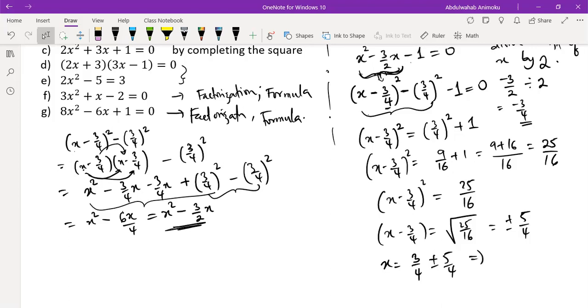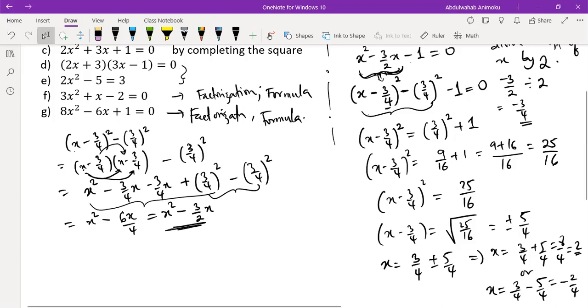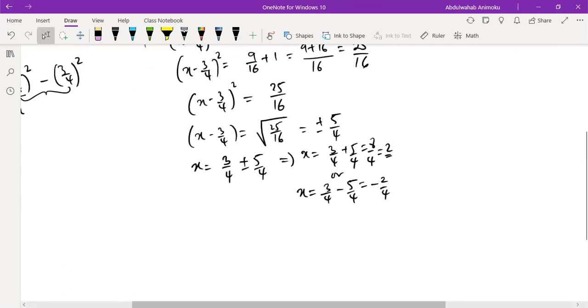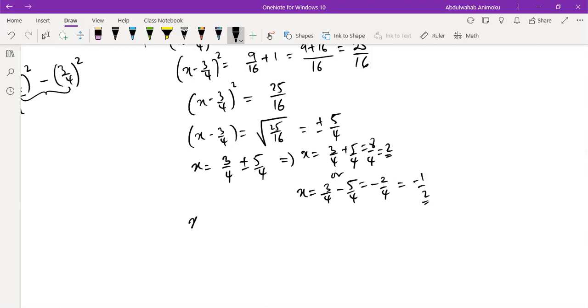Now the two solutions are 3 over 4 plus 5 over 4, which gives us 8 over 4, which is equal to 2. Or the other solution, which is 3 over 4 minus 5 over 4, which is minus 2 over 4. So let's create some space. Minus 2 over 4 is actually minus 1 over 2. So the solutions are x equal to 2 or minus 1 over 2. So that's the solution to the first problem.